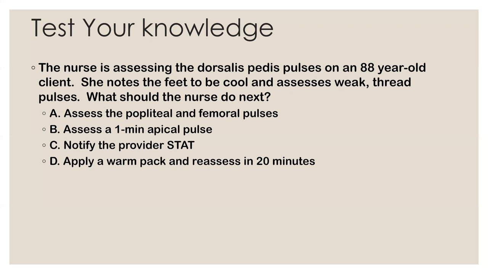So when you've noticed a decrease in this, and that her feet are cold and her pulse is weak and thready, we need to further investigate. We need to look at the other pulses in that area and see where the blood supply cuts off. If she doesn't have any popliteal pulse, but she does have a femoral pulse, that tells us that there's probably an issue between the femoral and the popliteal pulse, and then we need to call the physician because circulation is impaired.